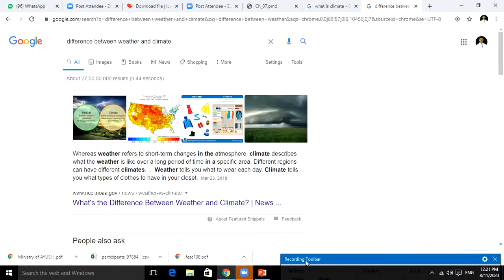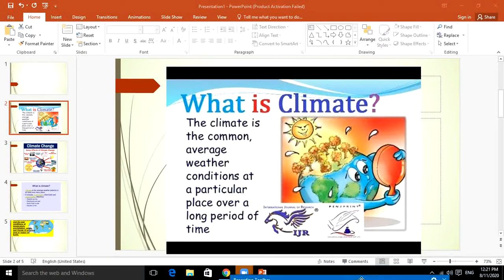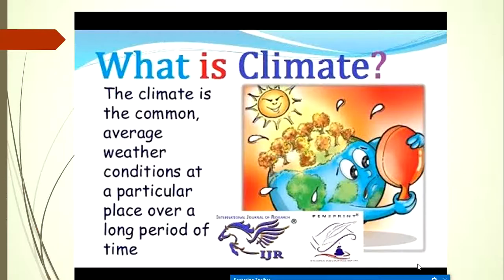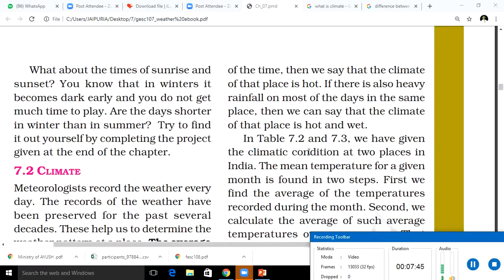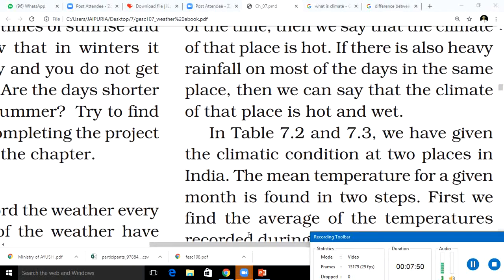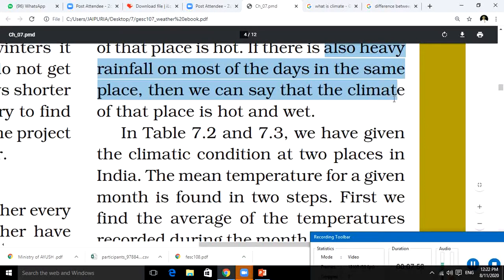So the difference is very simple, students. A short period of time is called weather, and a long period of time is what we talk about as climate. So if the climate of a place is hot and there is also heavy rainfall on most of the days in the same place, then we say that the climate of the place is hot and wet.